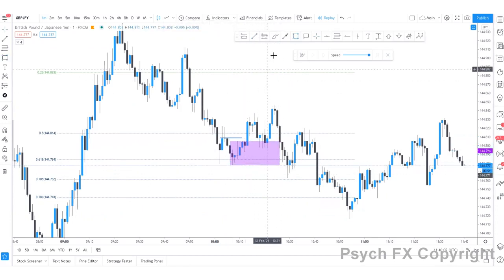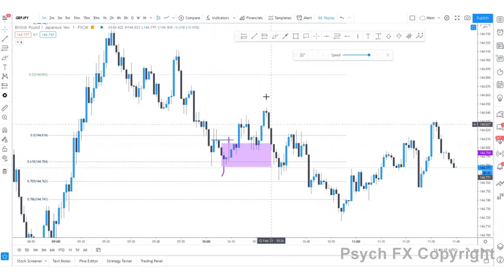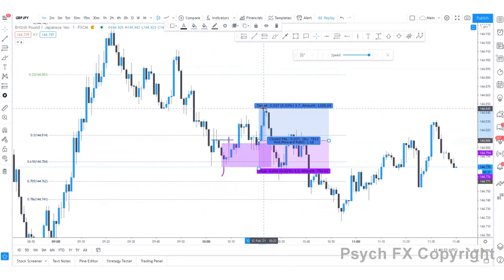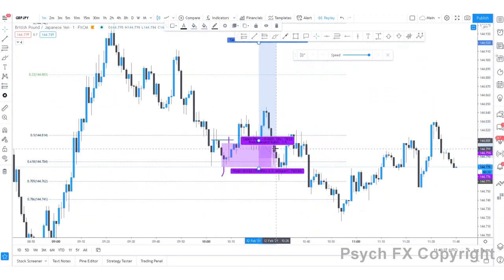Why have I drawn it from here? From this point right here, that wick, to this wick up here, because that's all part of the same consolidation, accumulation, whatever you want to call it. And then, if you wanted to, you could enter on something like this. Now, this may not have been the best trade. 1-to-1 would have hit targets. Anything else wouldn't have done. So if you had a 1-to-1 break even, you would have been fine.